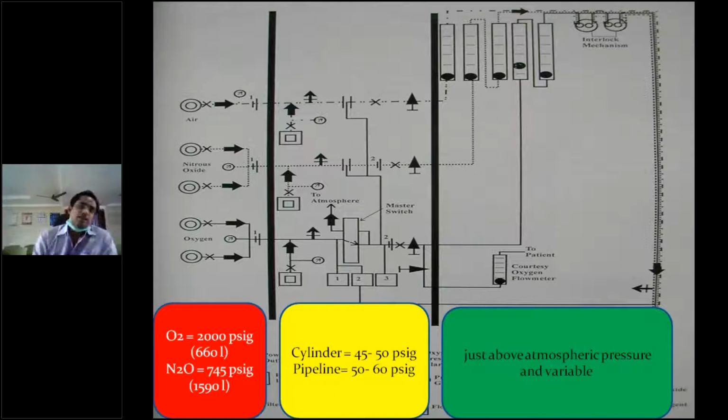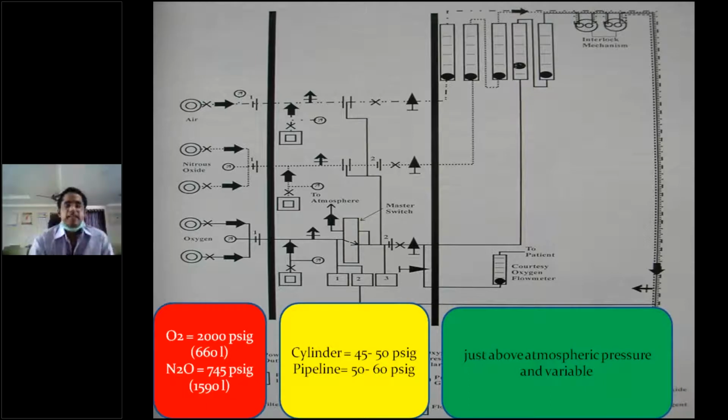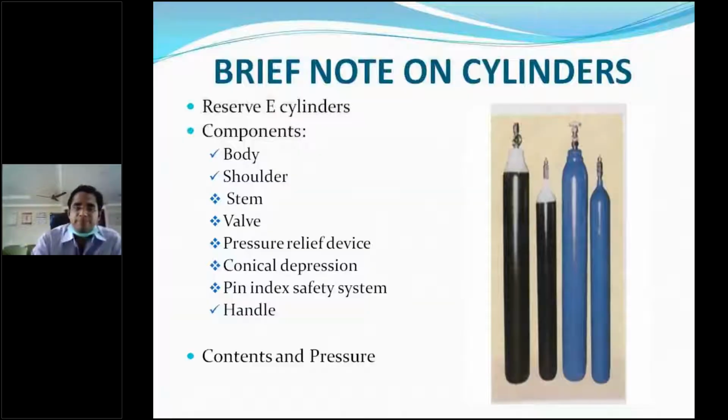Okay, fine. The reason for decreasing the pressure from high pressure to the intermediate pressure is that if you deliver a pressure of 2000 psig to the patient, then the patient's lungs will explode. There will be ventilator induced barotrauma. In order to prevent the barotrauma to the lungs, we decrease the pressure from 2000 psi to 45 psi.